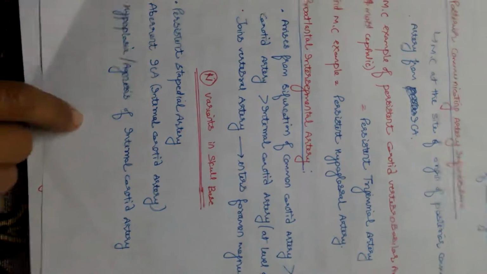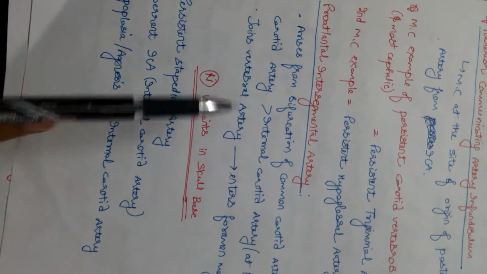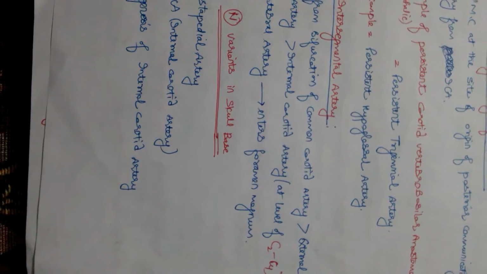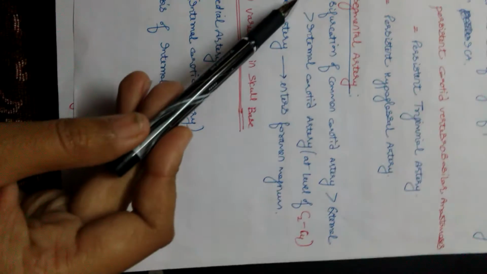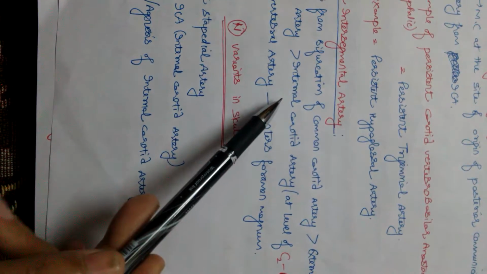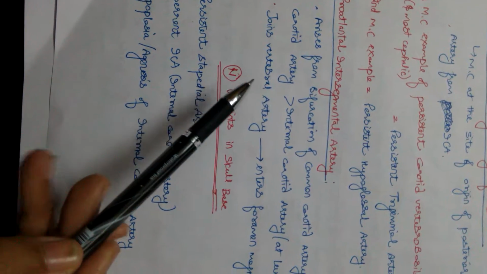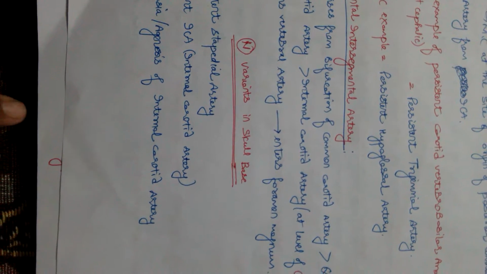Okay. Next, you should know that the proatlantal intersegmental artery arises from the bifurcation of the common carotid artery. It can also arise from the external carotid artery or internal carotid artery at the level of C2 to C4. Then it joins the vertebral artery and enters the foramen magnum.